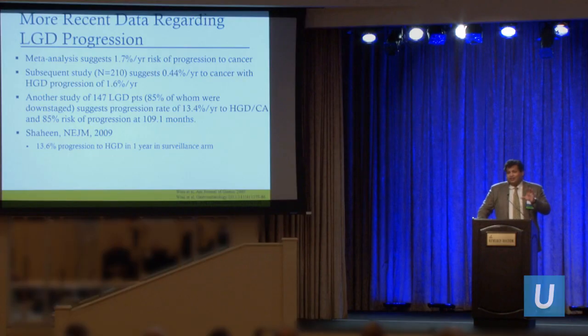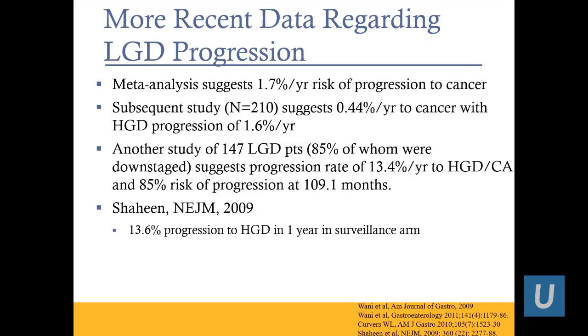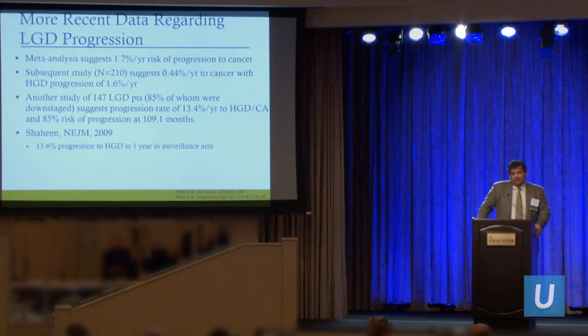And so in the Netherlands, when they downgraded it to 85%, and they said, okay, now we're going to look at the 15% that we agree on, it turns out the risk of progression is as high as 13% a year to either high-grade or cancer. And that's exactly the same number we saw in the New England Journal study as well. So in fact, the AGA just changed their guidelines to now put a stronger recommendation for the treatment of low-grade dysplasia when confirmed by 2 pathologists.